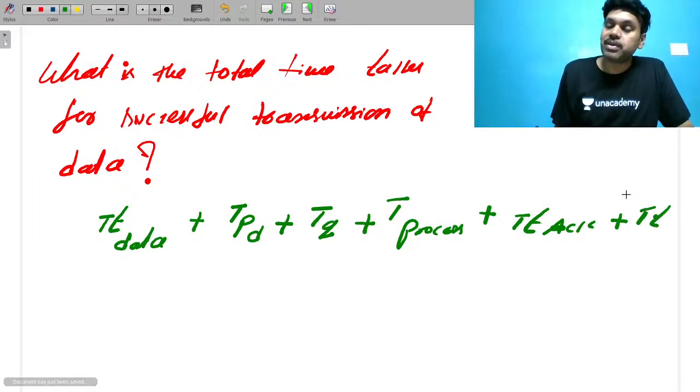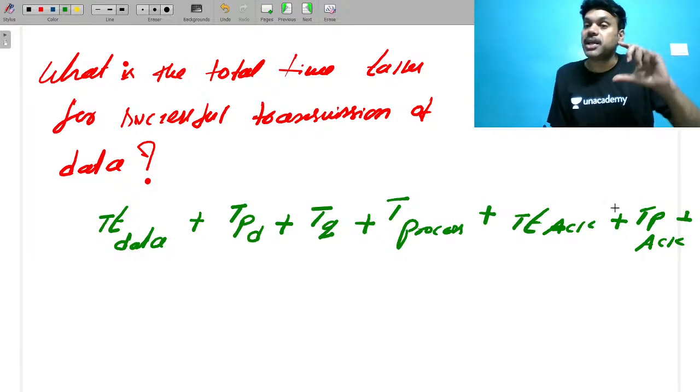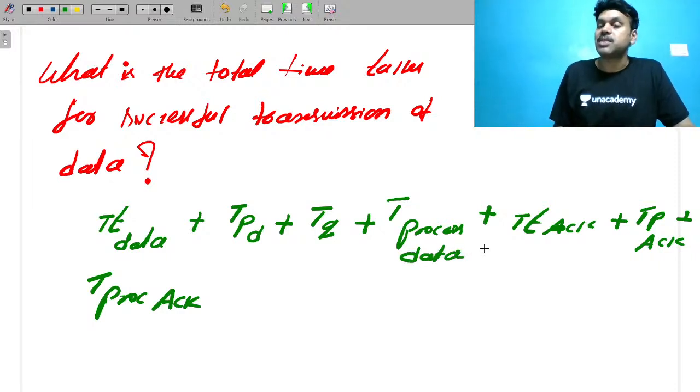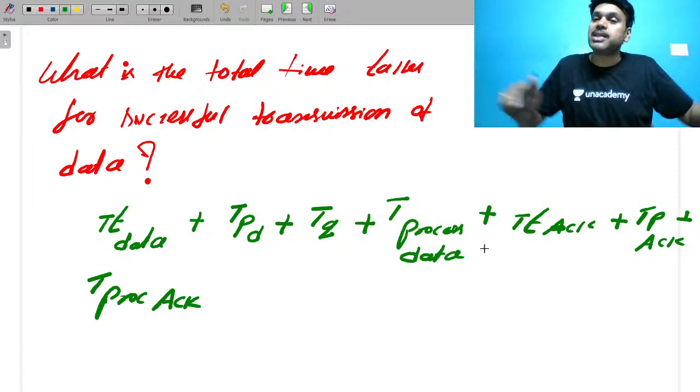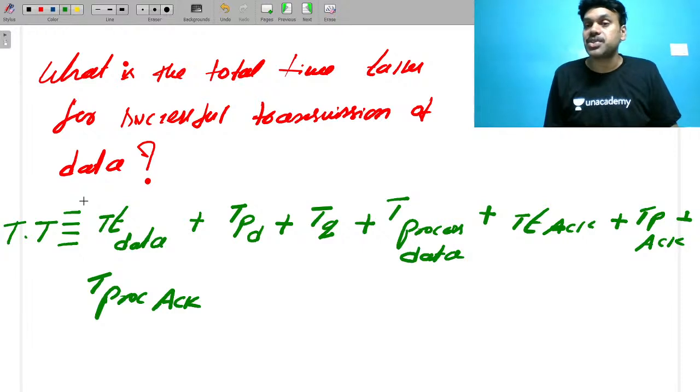So TP for acknowledgement, the propagation time of your acknowledgement, plus once the acknowledgement has come to the other party, the sender has to process that acknowledgement. That is T process of your acknowledgement. That's it, my dear friends. These are all the delays included. So what is your total time? Your total time is equal to this much whenever I consider all delays.